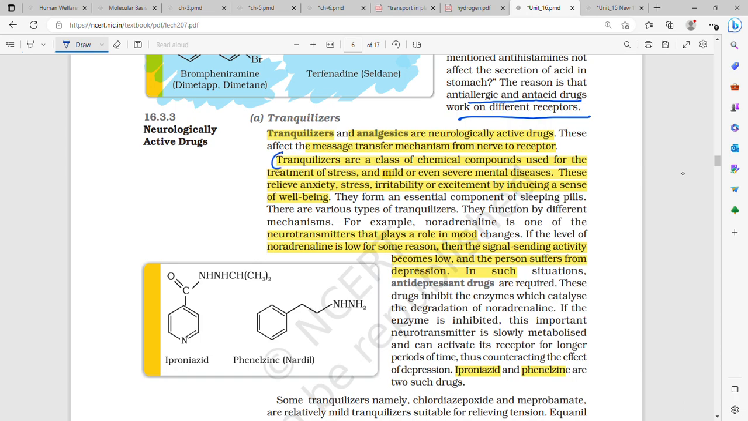Both tranquilizers and analgesics are neurologically active drugs. That is, they affect our brain neurotransmitters, basically our nervous system. They affect the message transfer mechanism. From where do they work exactly? They affect the message transfer mechanism from nerve to receptor.